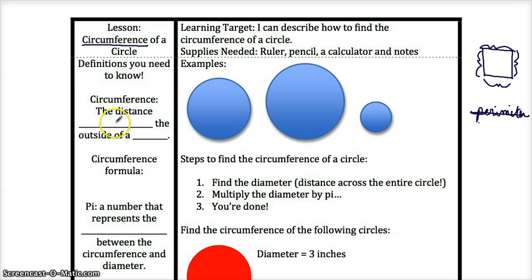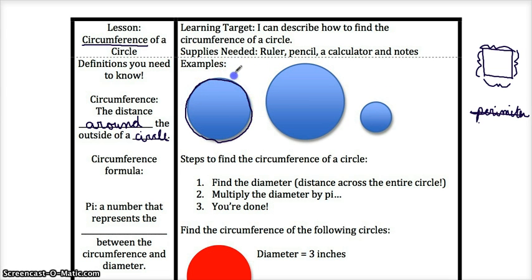Circumference is basically the distance around the outside of a circle. All right, so if we're looking at this circle, the circumference would be this dark blue line. I'm not drawing it perfectly, but it would be this distance around the circle. And it works just like normal distances work.